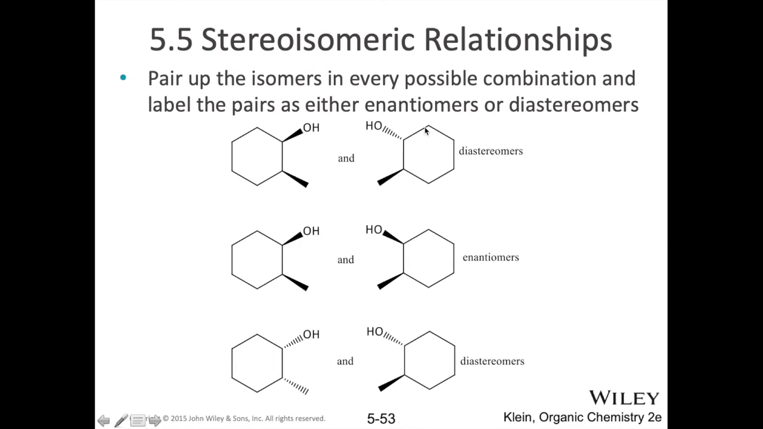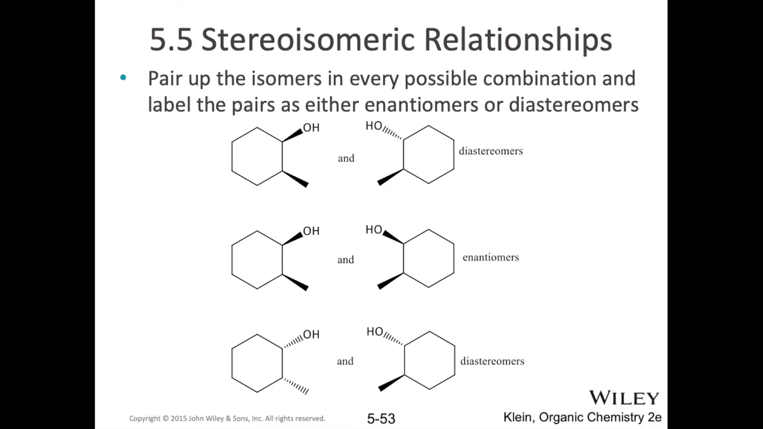Here are the other three combinations. These two molecules are enantiomers. Notice again, we have that mirror image. And here, these are diastereomers and these are diastereomers. So it's only the cis molecules that can be enantiomers of each other and the trans molecules that can be enantiomers of each other, based on just the way their reflections work, right?